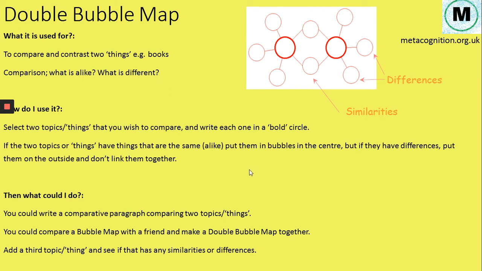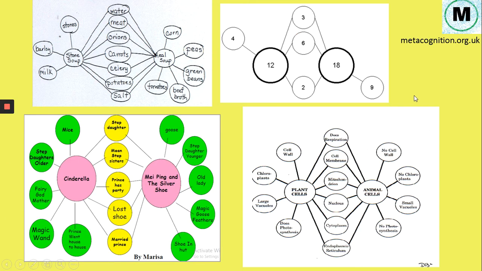Or if you really want to make it complicated, add in a third thing, make it a triple bubble map. See if you can add in another topic and see what's the same with that one and different with that one. So lots of examples here.